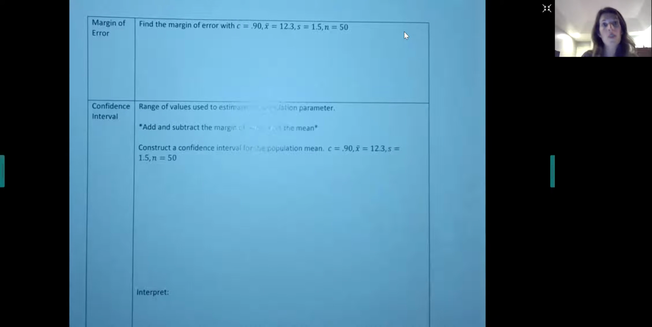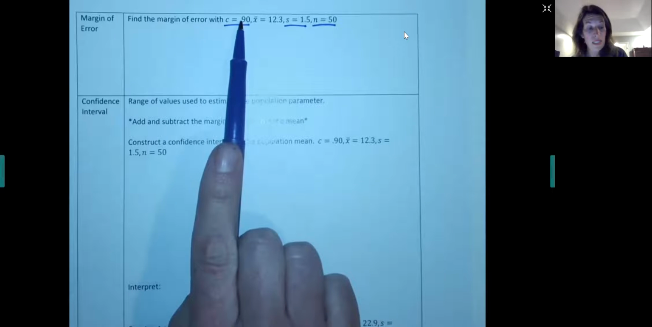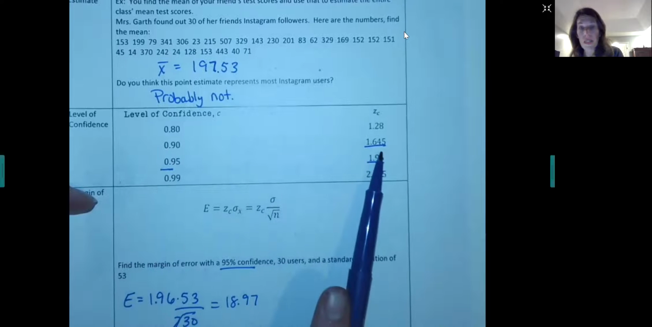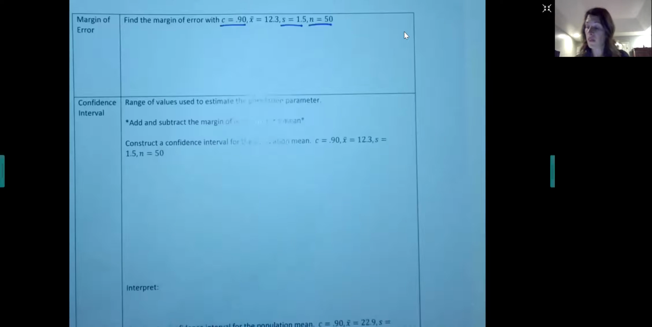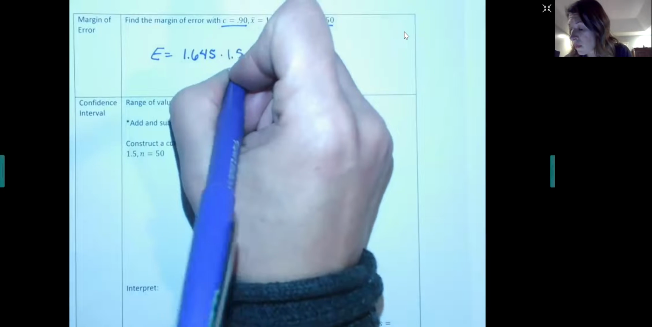We're finding one more margin of error before we move on to a confidence interval. So my margin of error, this just gave me a confidence of C. It gave me my standard deviation and my n. So the only thing that I really have to do is convert my confidence level of 0.9 here to my z-score of 1.645. So my margin of error is my z-score that goes with this confidence level, 1.645, times my standard deviation, divided by the square root of n.